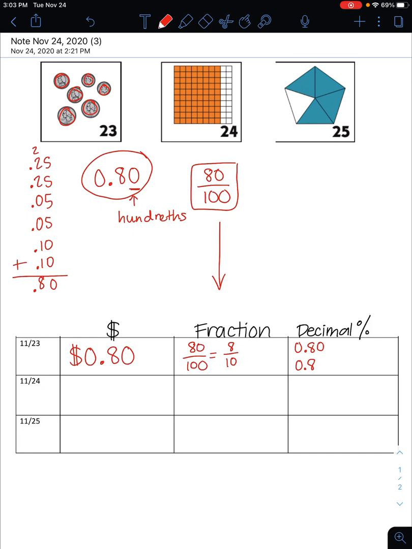If I want to write 0.80 as a percentage, I find that decimal point, I move it 2 spots to the right, and I end up with 80%. Record these numbers in your table, and then we will move on to November 24th.